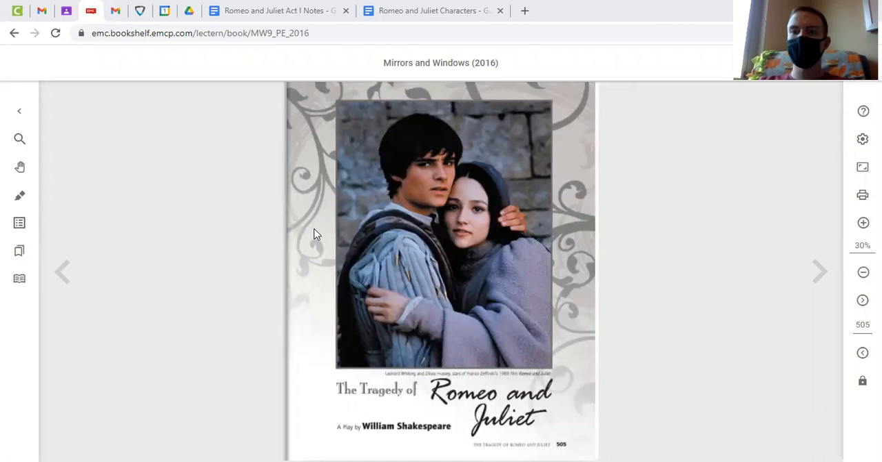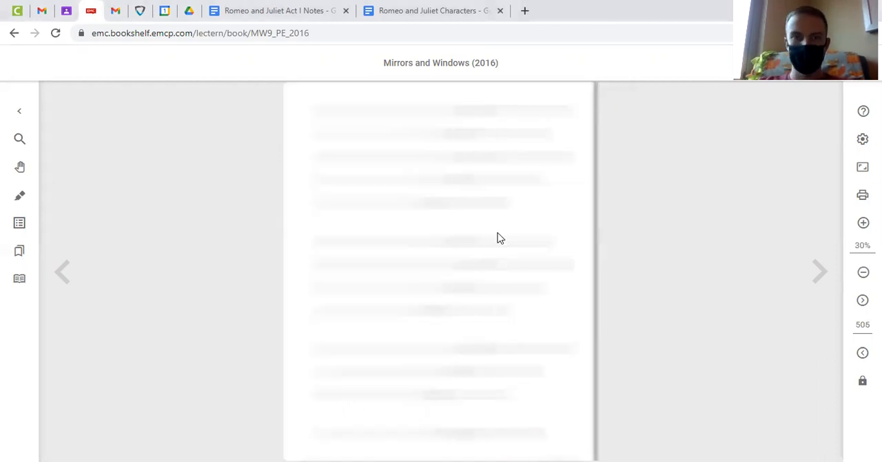So if you guys haven't yet, go ahead and open up your books. This is page 505. I should also have a PDF included. It should be sectioned out. I don't know if I'm going to have a link for that yet or if I'm going to include each section as you go along, but you should be able to find it. But in your books is going to be the easiest way to go along. So page 505, The Tragedy of Romeo and Juliet.